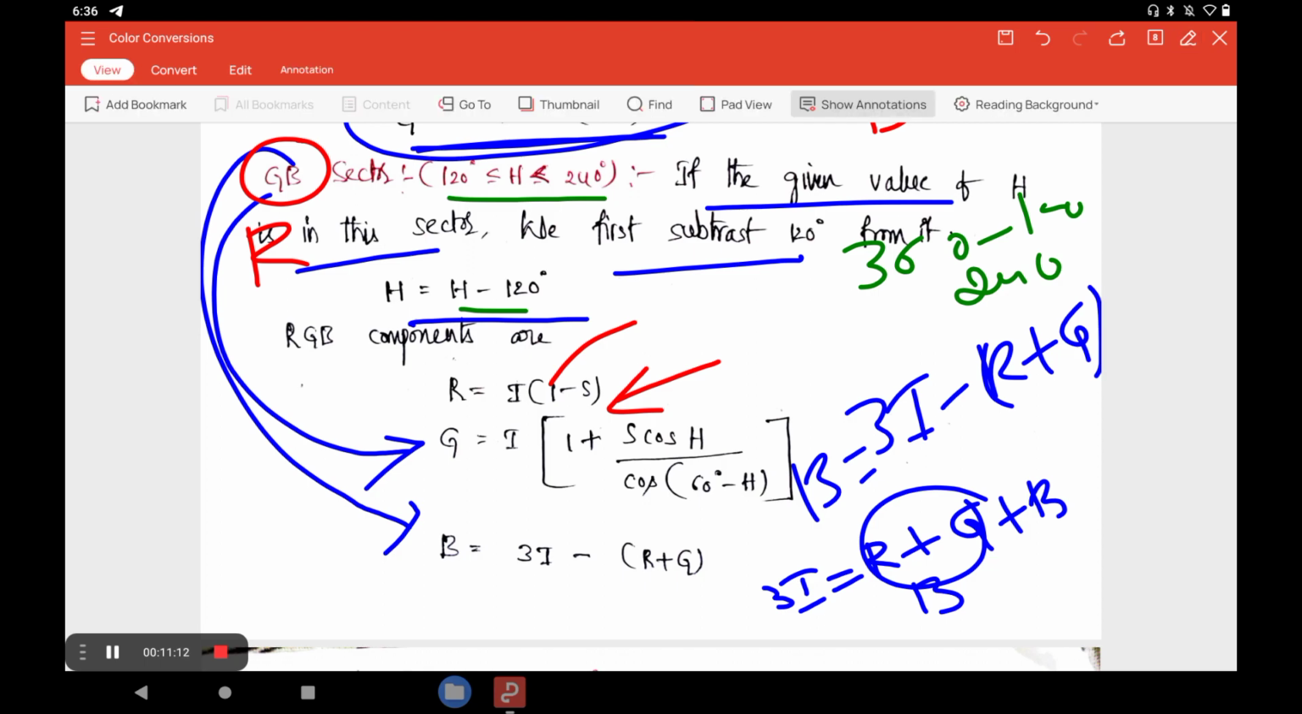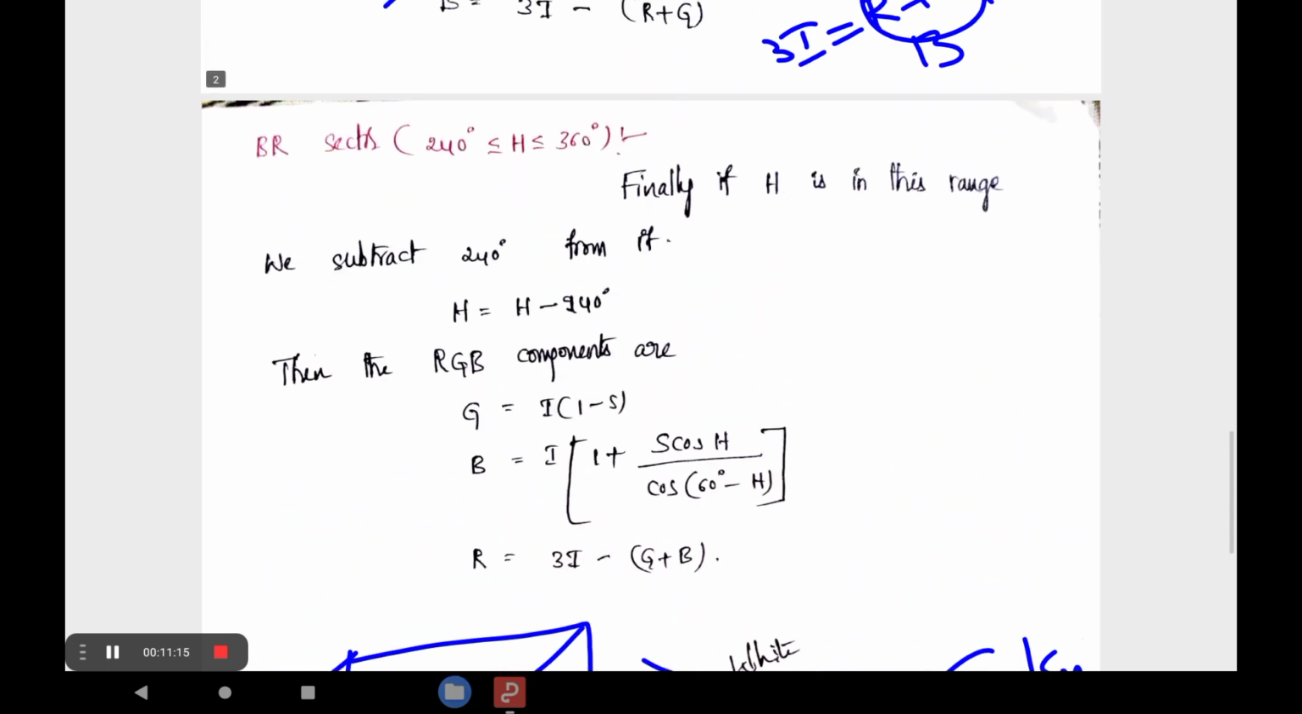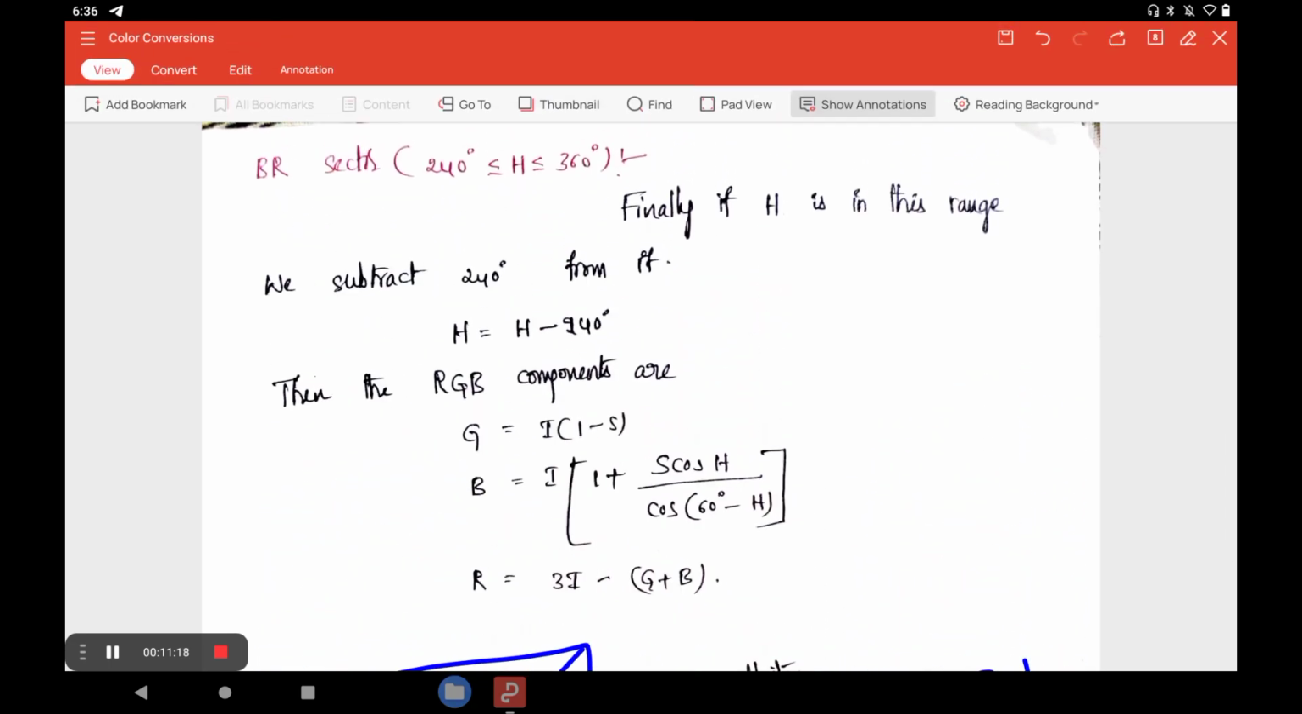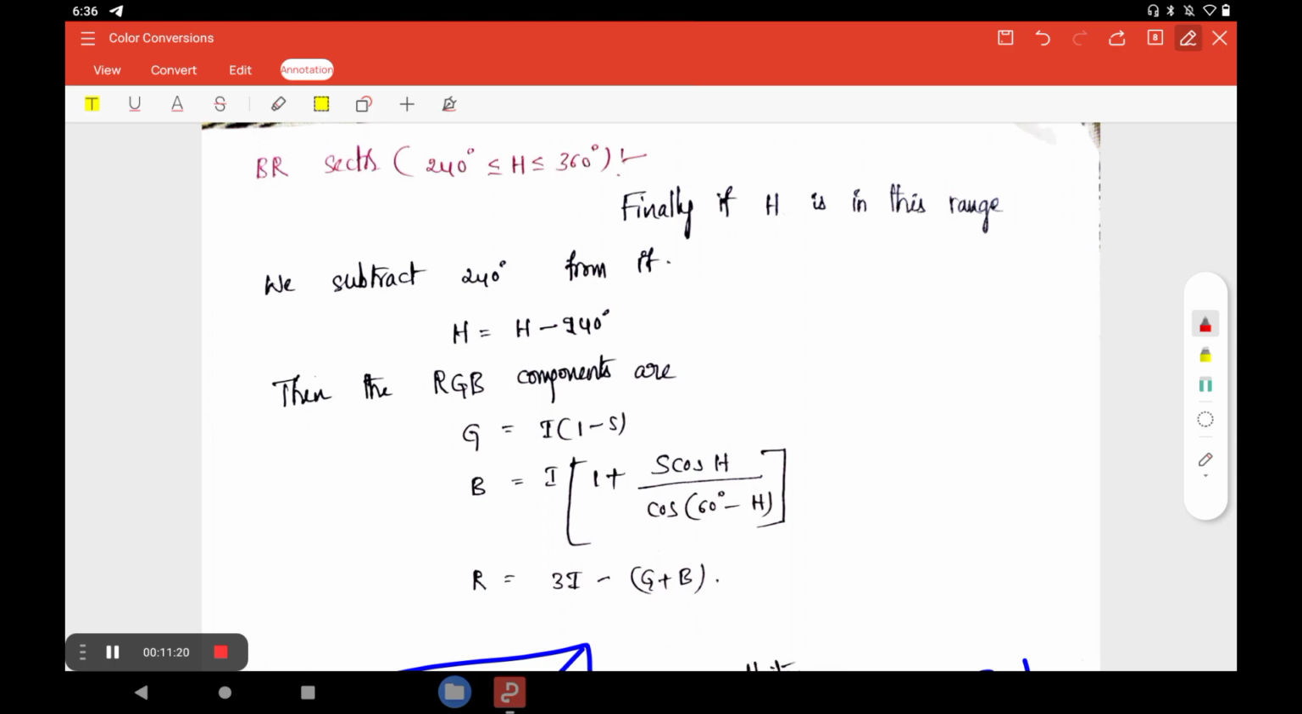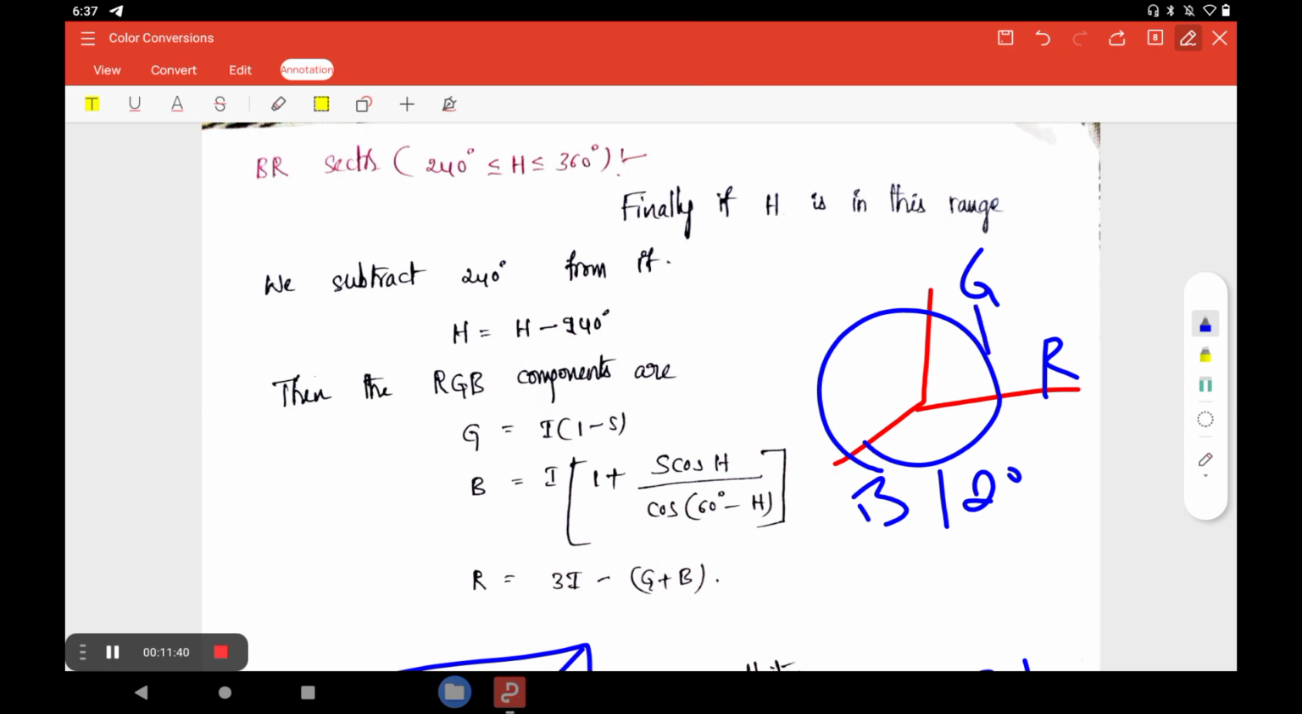Coming to the last sector, the BR sector, the same scenario applies. If you take BR, the overall angle made is BR, with the values red, green, blue. The BR sector is this rectangle. Here also the angle made by red and blue is 120 degrees. To find the H value, we subtract this angle, which is 240. Therefore, in this range, H is equal to H minus 240.